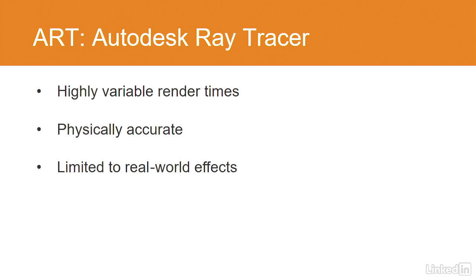And that's a plus and a minus, because since ART is absolutely physically accurate, you cannot achieve any result that is not physically possible. In other words, if you can't do it in the real world, then you can't do it in ART. So, for example, you can't turn off shadows, and you can't exclude lights from objects. Because of all this, ART is highly suited to photorealistic renders, like we saw, and really only stills because the render times are too long for animation.